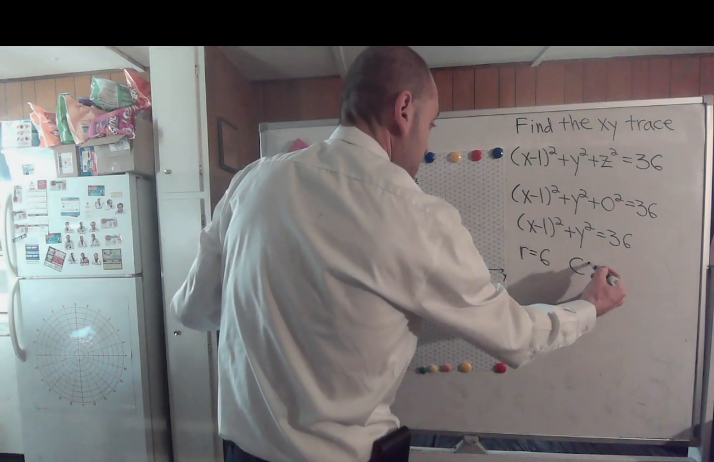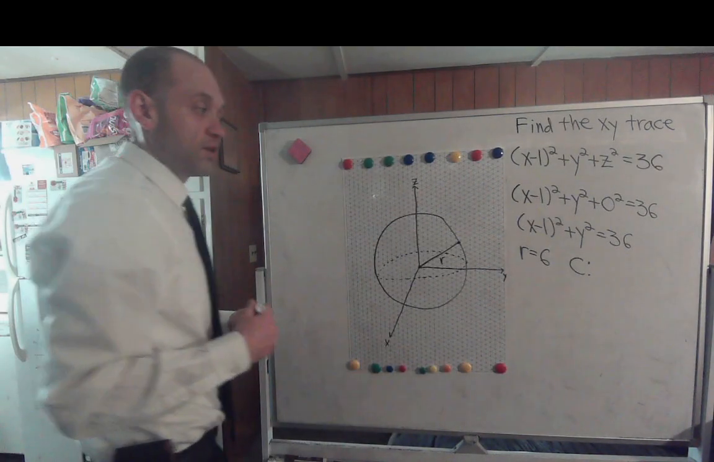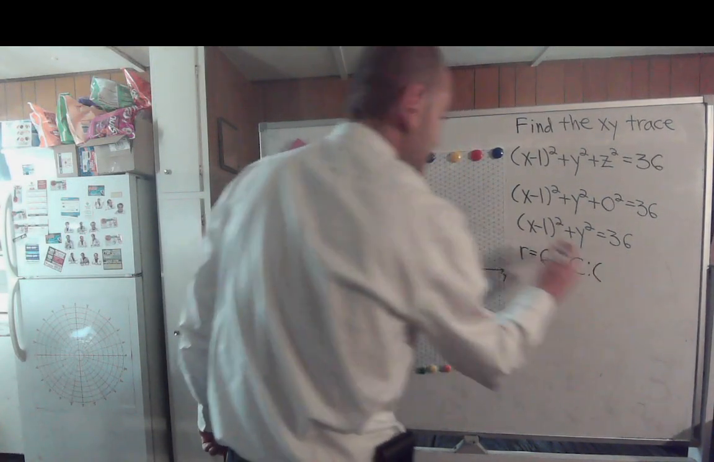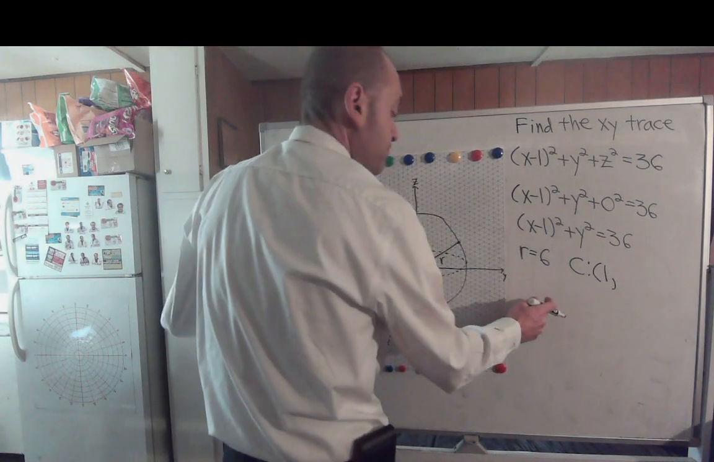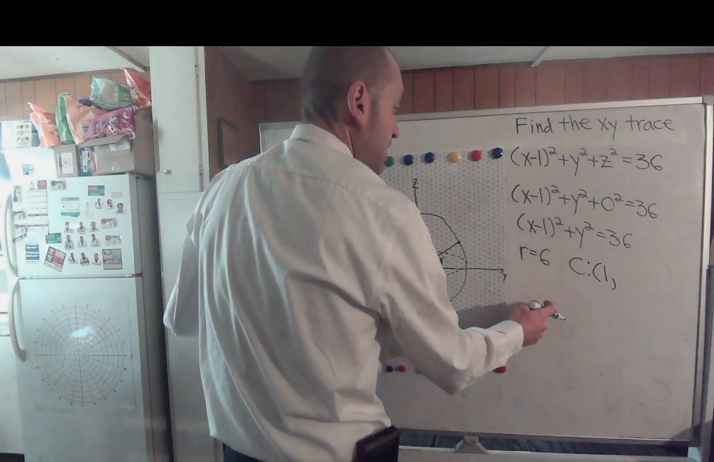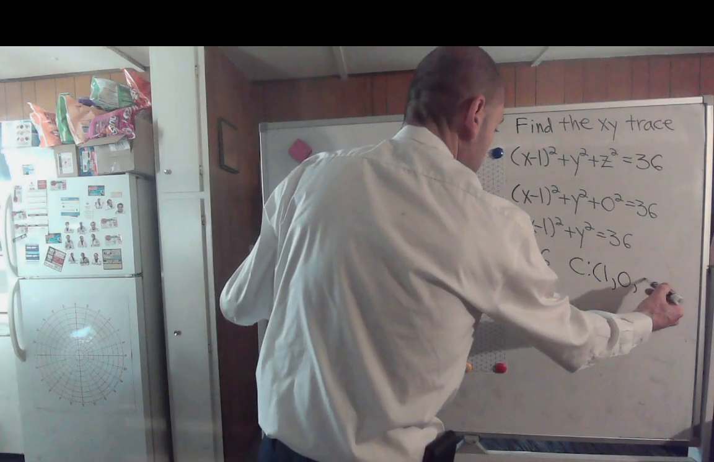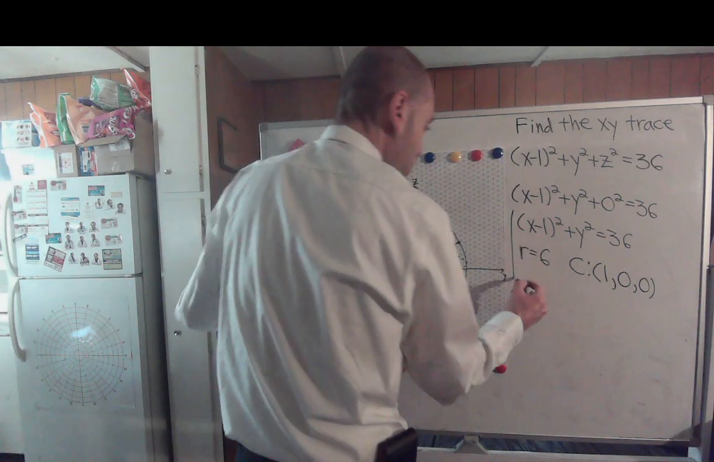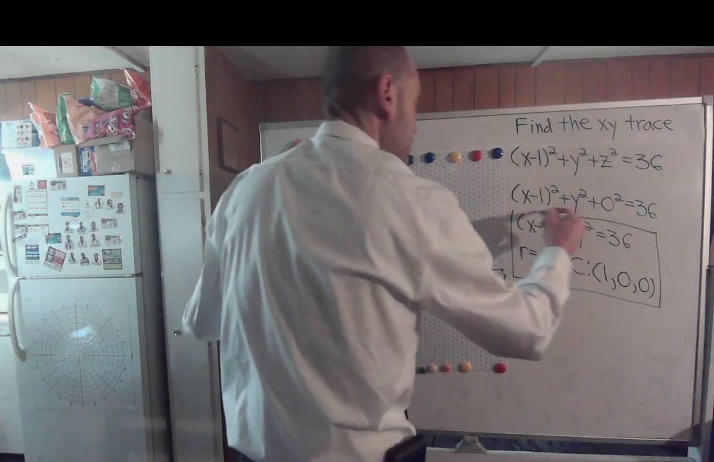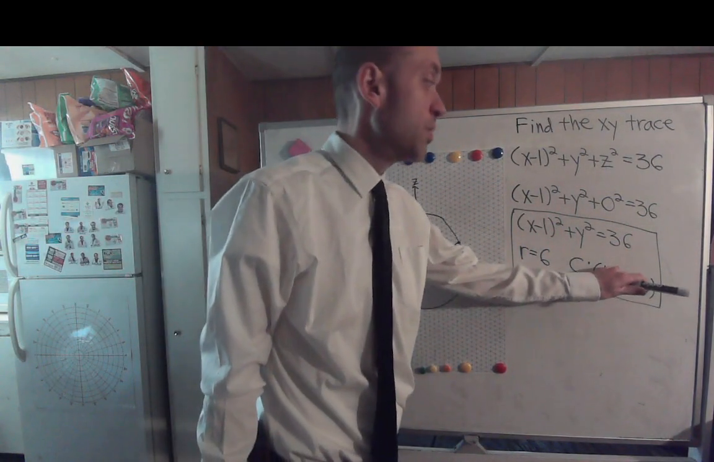But for your center, the only thing you do is take away the z variable. Of course, set x − 1 equal to 0, so the center will be at x = 1. And then you'll have the y coordinate at 0, and the z coordinate is also 0. So what you end up with is a circle in the xy plane with a radius of 6, center at (1, 0, 0).